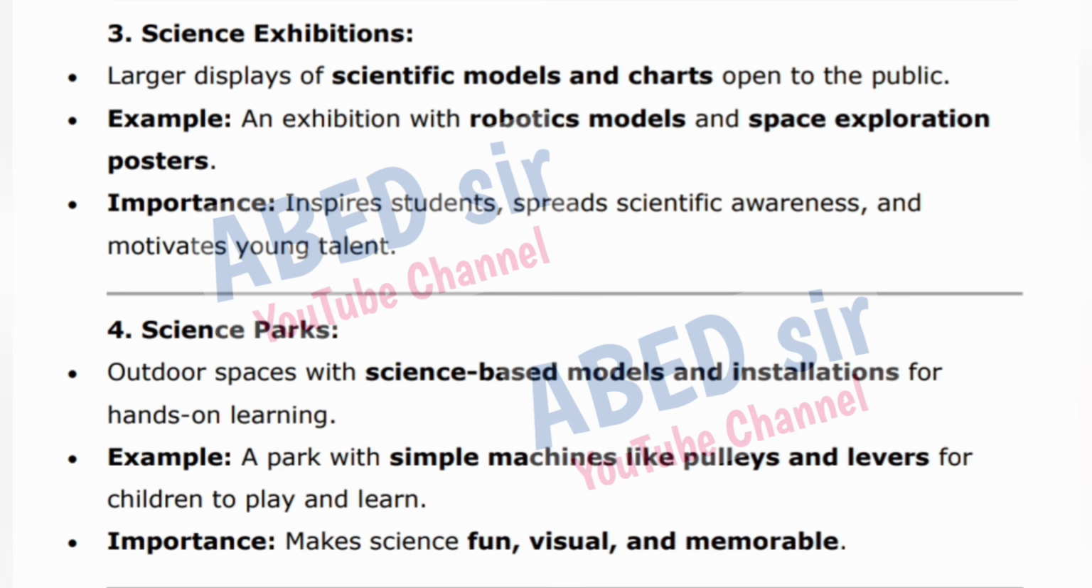4. Science parks. Outdoor spaces with science-based models and installations for hands-on learning. Example: a park with simple machines like pulleys and levers for children to play and learn. Importance: makes science fun, visual, and memorable.